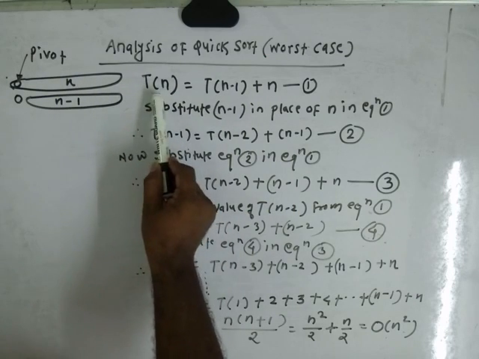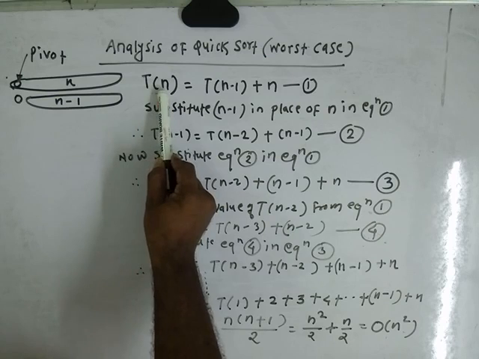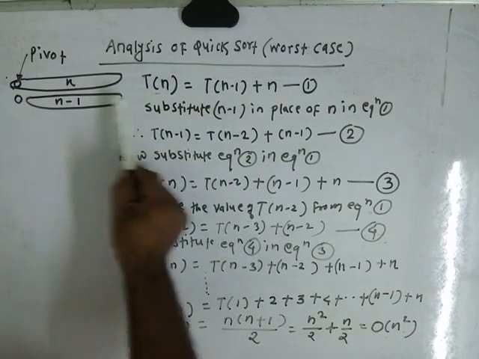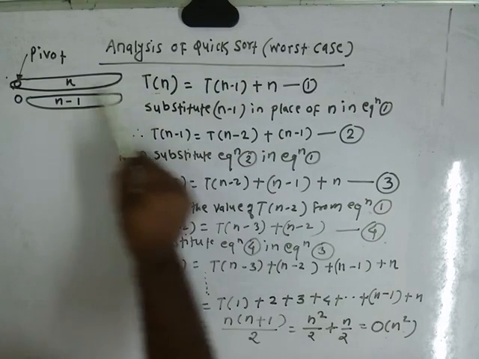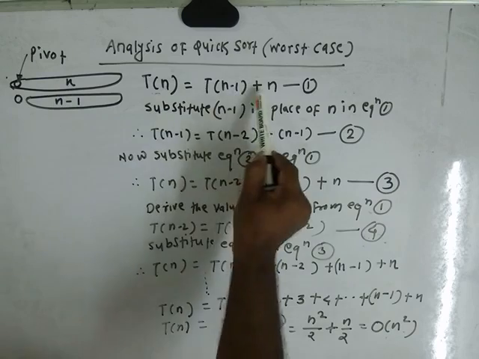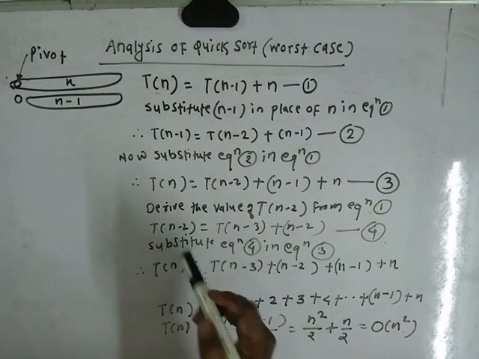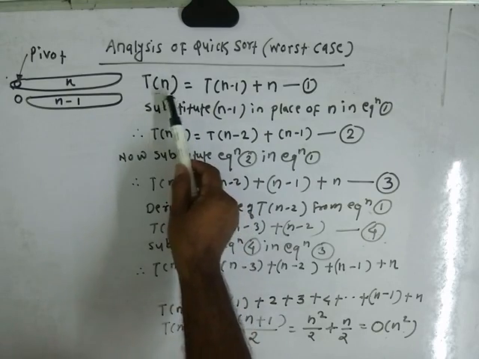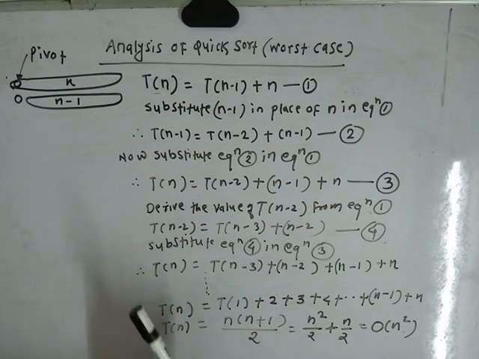So I'll read it again. Time needed to sort n elements by using quicksort is equal to time needed to sort n minus 1 elements plus time needed to get this partitioning from this array, that is n. Right? So now we'll solve this recurrence equation by using the method of repeated substitution or back substitution.